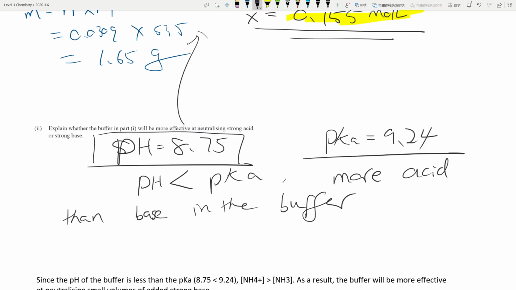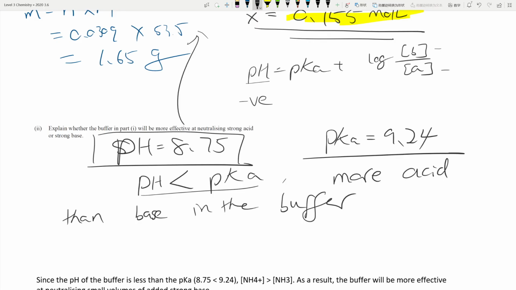Why is that? Because pH equals pKa plus log base over acid. So what that means is that if your pH is smaller than pKa, the log is going to be a negative number, and that means your base divided by acid is going to be a number smaller than 1. But that's just mathematics. Just remember that whenever your pH is smaller than pKa, you have more acid than base. That means it's obviously more effective against a strong base because there's more acid in there.